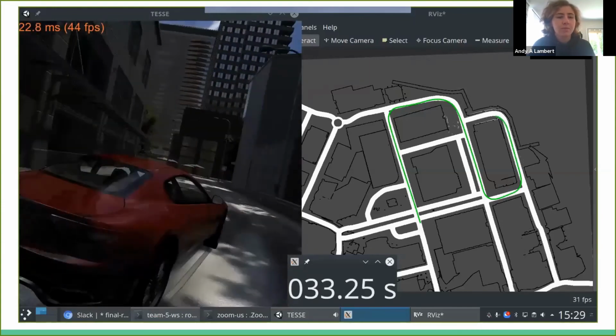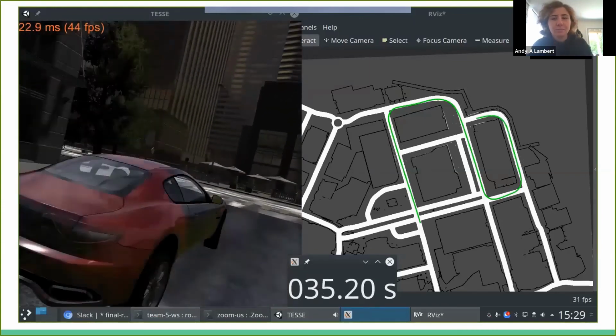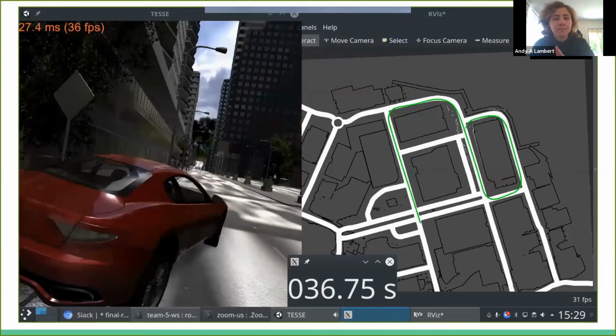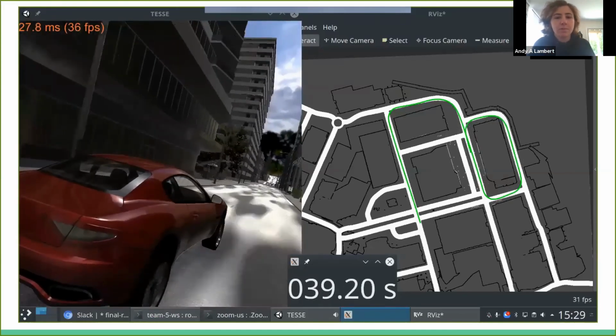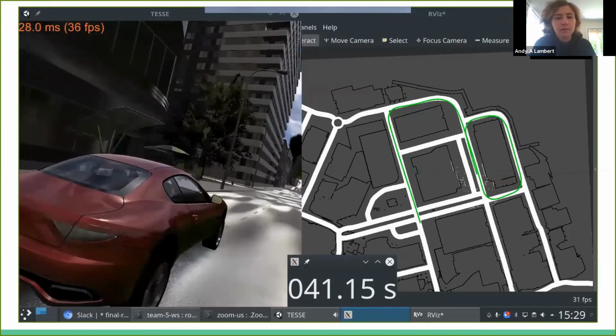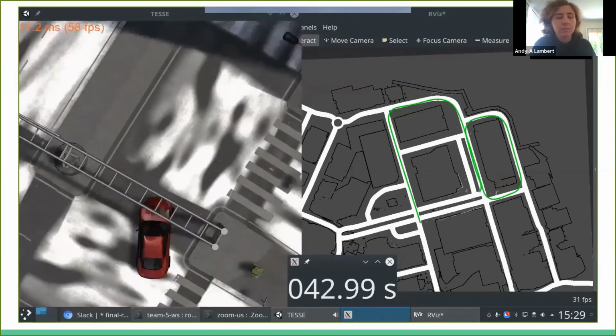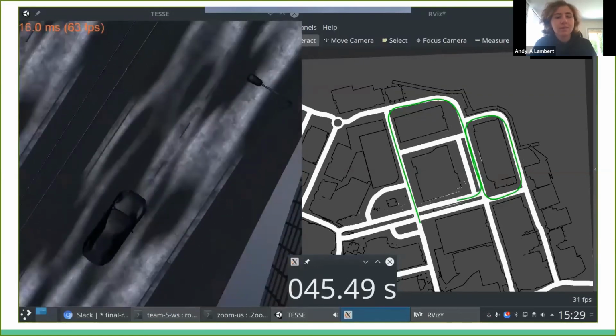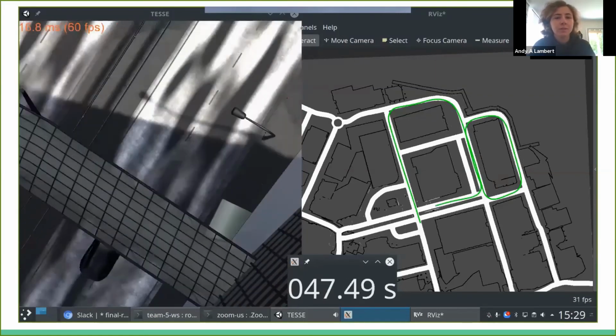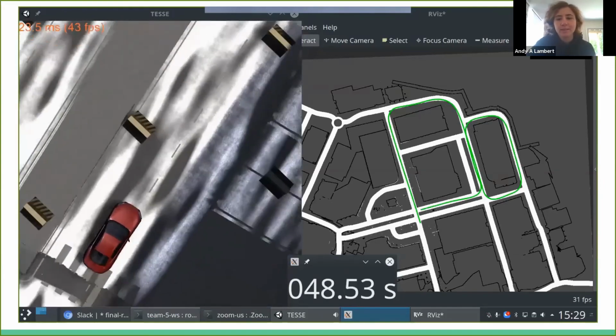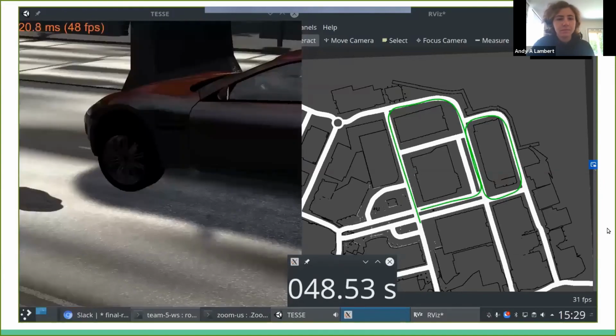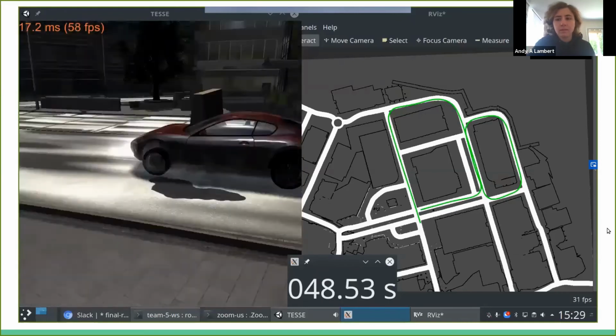This is an example of where we had to drag out the trajectory even more so that we could account for where our particle filter ends up. And here we added multiple waypoints and successfully completed that turn to finish the race in about 48 seconds.